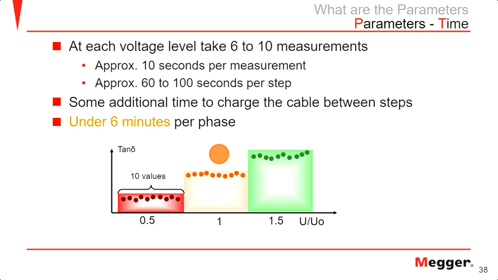Now there are a couple of different parameters that are important during a VLF tan delta test: your stability, your mean value, and your differential. So there are three different parameters that are important during a tan delta test. It takes under 6 minutes per phase. Once you connect it, it jumps through all these steps, and it is a pretty quick test.